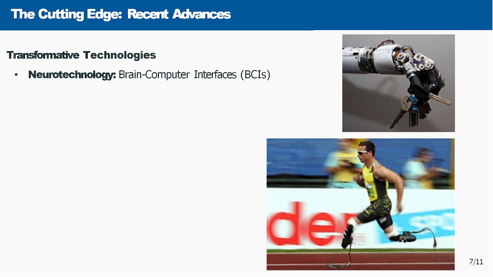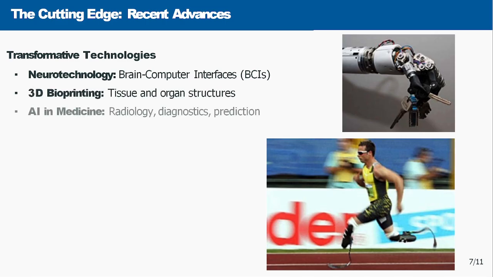In a future lecture we will also discuss brain computer interfacing. 3D bioprinting of tissue and organ structures: we can develop lost organs using 3D bioprinting. AI in medicine, basically protein structure prediction, radiology, diagnostic prediction, everything AI can be used for, and that means machine learning is also useful in this field.